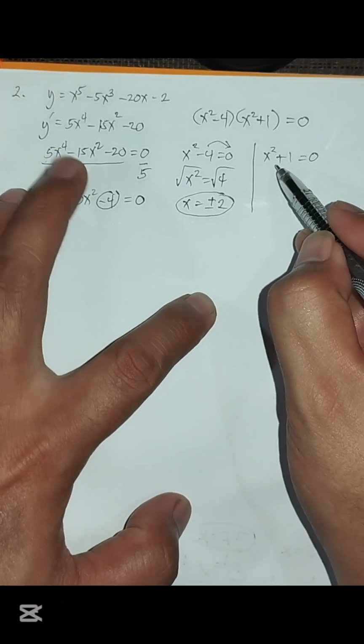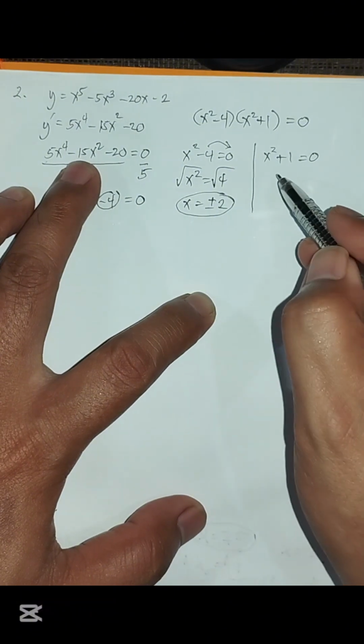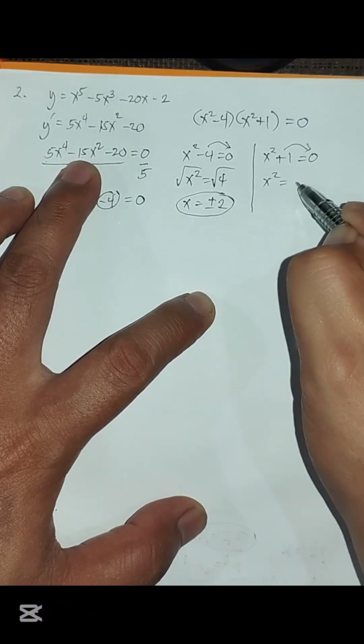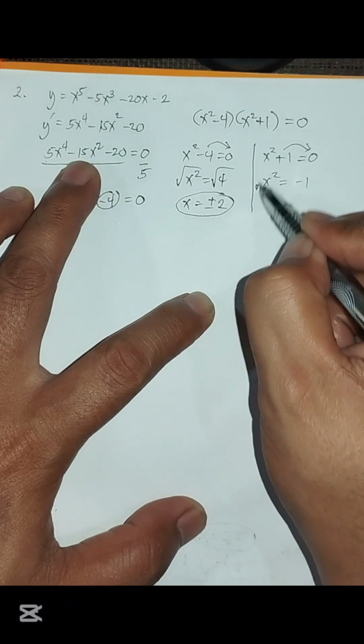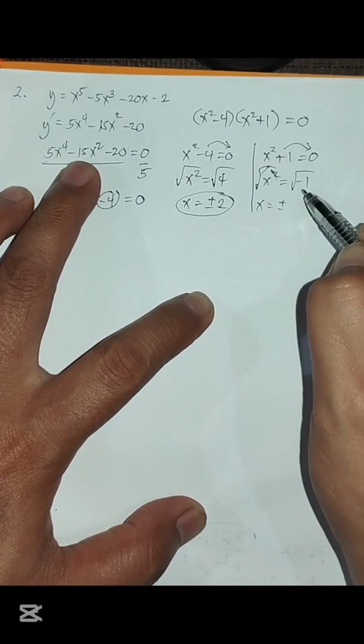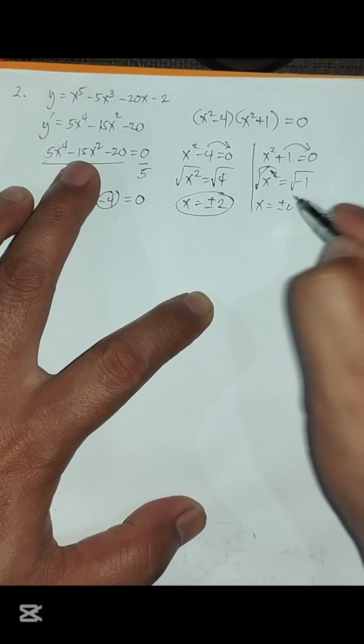For this one, we have x squared plus 1 equals 0. So this will be imaginary. Subtract 1 from both sides. We have x squared is equal to negative 1. Then extract the square root of both sides. So we have x is equal to positive or negative square root of negative 1. That is i, imaginary.